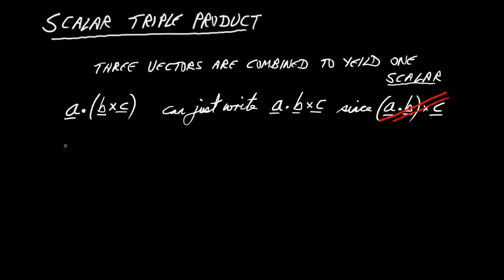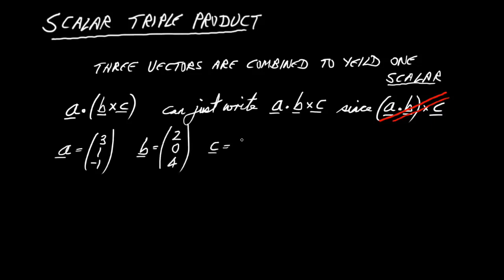Alright then, so let's do one. We'll make up some vectors. Let's have A equal to (3, 1, -1), and B equal to (2, 0, 4), and C equal to (-1, -2, 3). Okay, there are our vectors, and let's go ahead and work it out. So first we'll need to do the cross product B cross C. So let's write that out. I'm bringing these down now.